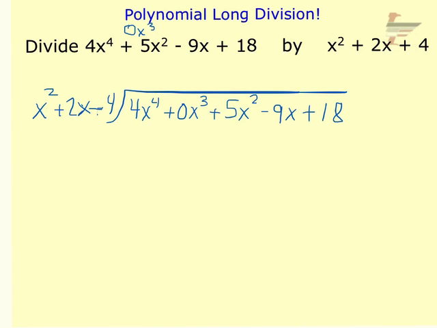Okay, so then the first step in regular long division is to divide, and that is going to be the first step in polynomial long division, but specifically, you're taking the first term divided by the first term. So I'm really taking 4x to the 4th and dividing it by x squared. And of course, you know your exponent rules, so that would be 4x squared.